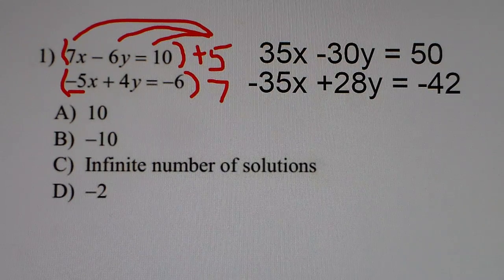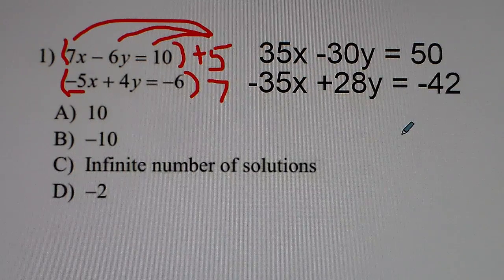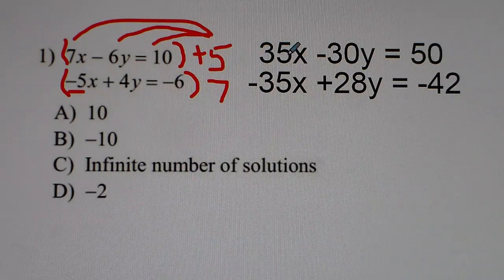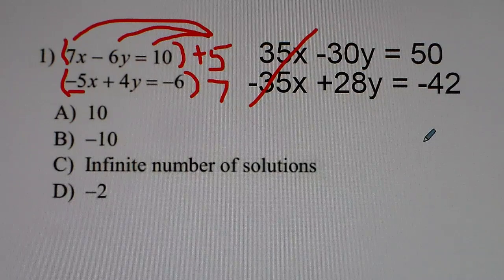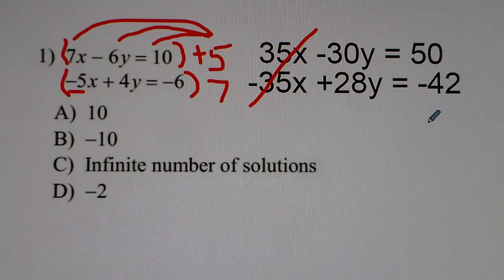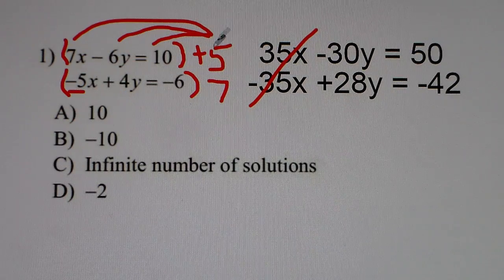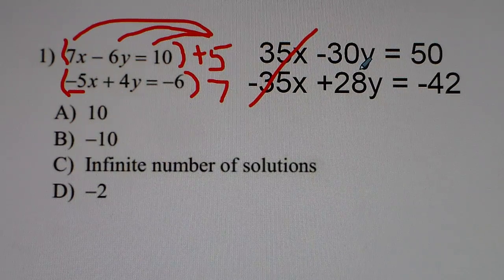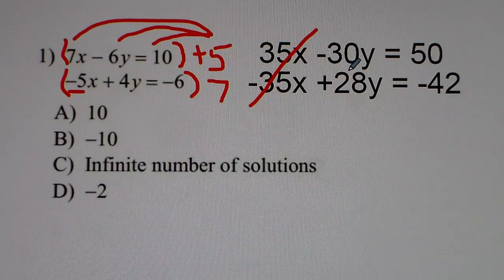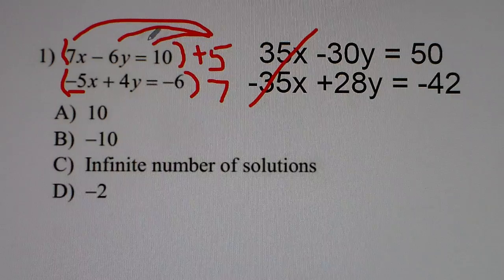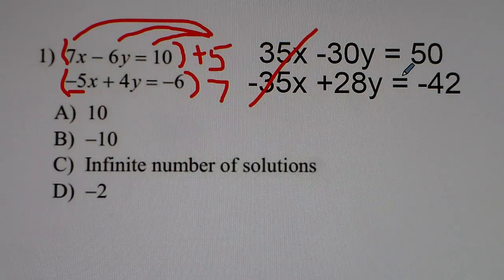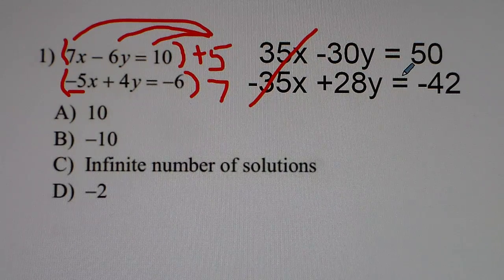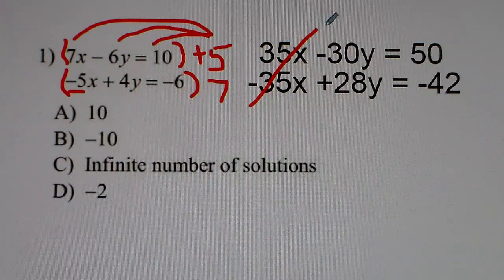Once that's distributed, and we used our combination skills to make something cancel, we see that we have a 35x and a negative 35x. We could actually now cancel out the x's and just follow along and do our elimination method. So we're changing any two random systems by using combinations to make it into an elimination method problem. That's what we're doing with combinations. We're making our equations into elimination method systems of equations. So we eliminate the x's.